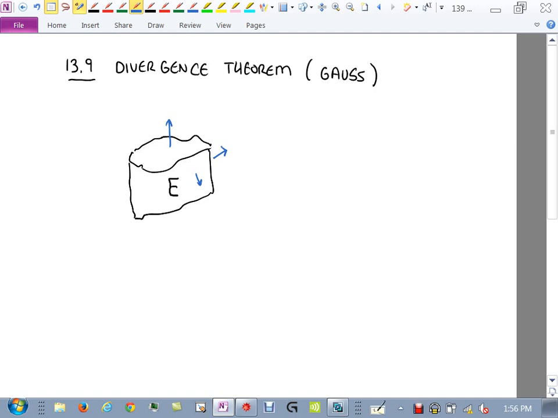Let F be a vector field with continuous partials on an open region of R containing E. So basically, the vector field is defined within the region of E. Then the following is true.